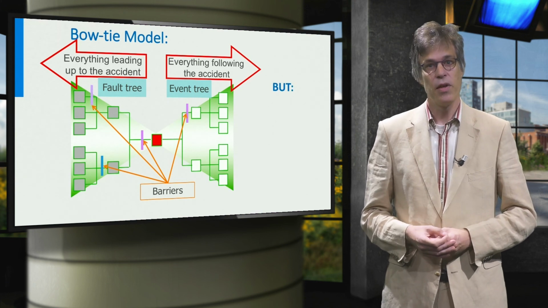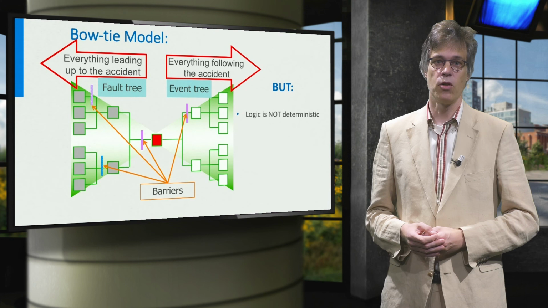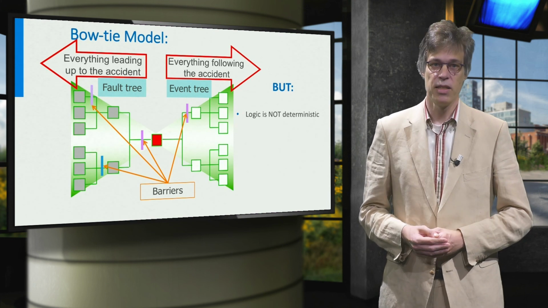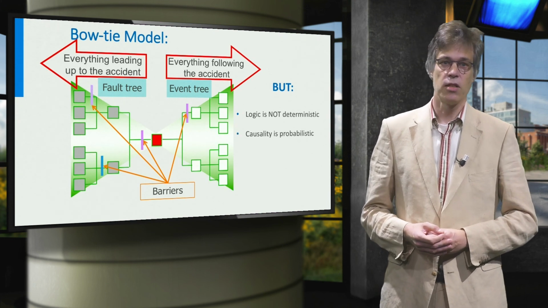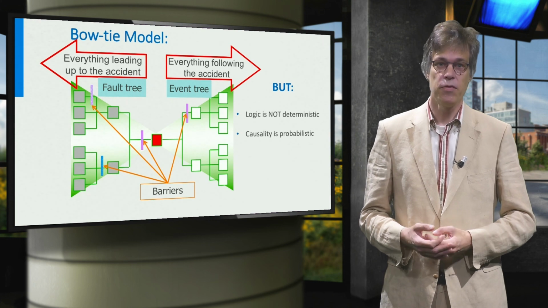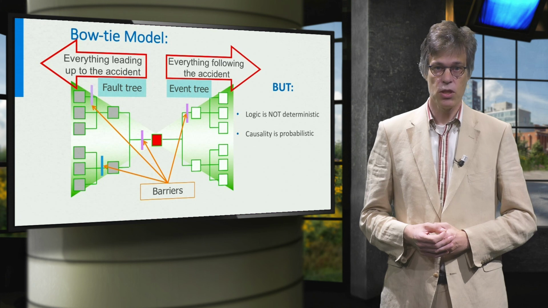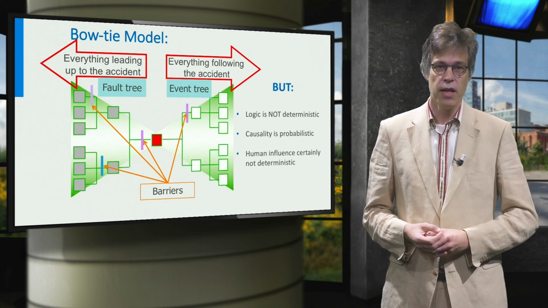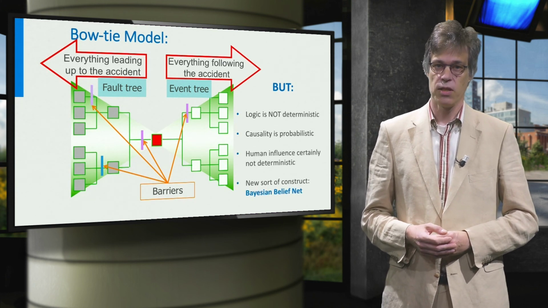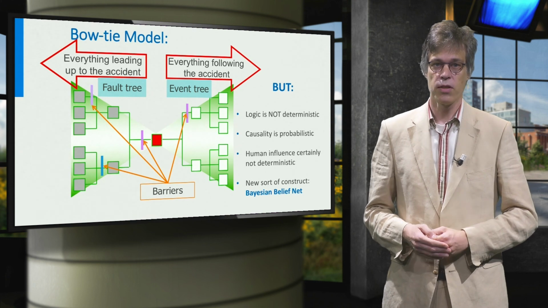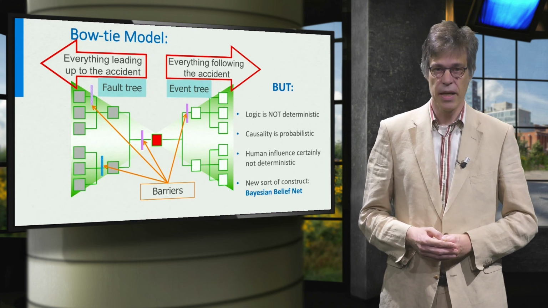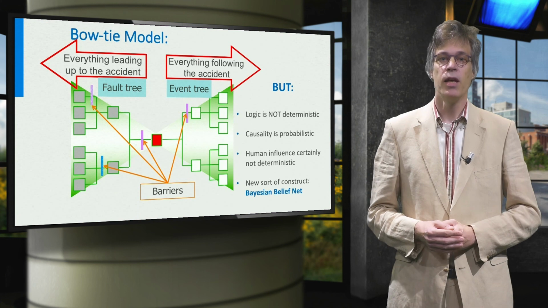The Boolean logic with AND and OR gates is deterministic, although causality is probabilistic. There's always a chance that a certain event does not occur, even if the conditions are fulfilled. This is especially true if human influence is involved in the system. Human influence is certainly not deterministic. A new sort of construct has been developed, known as the Bayesian Belief Network, BBN.